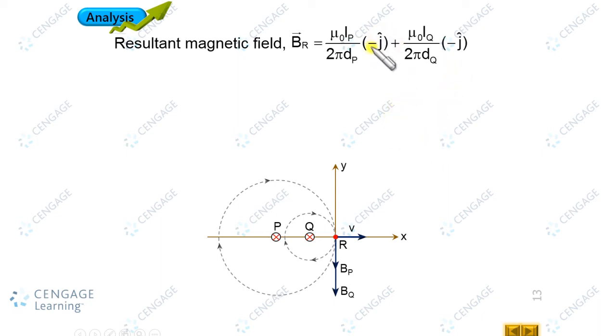Now we can take this as common. Mu naught divided by 2 pi is again common. So we can write like this.